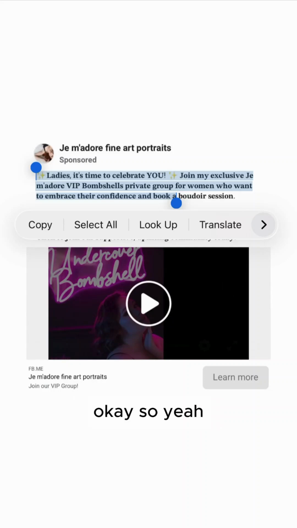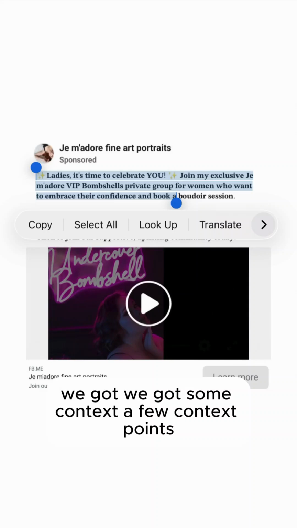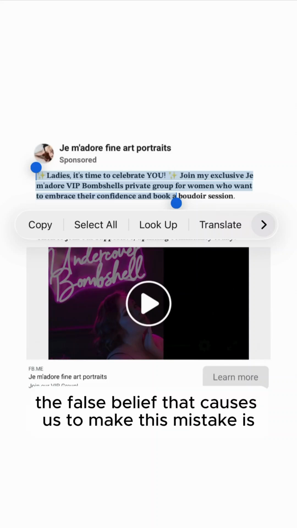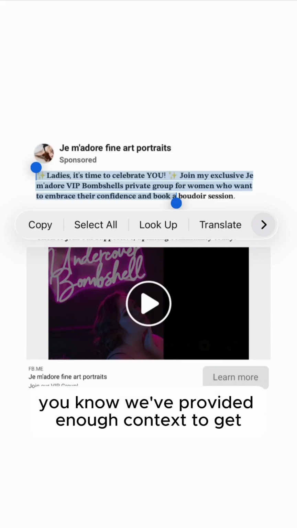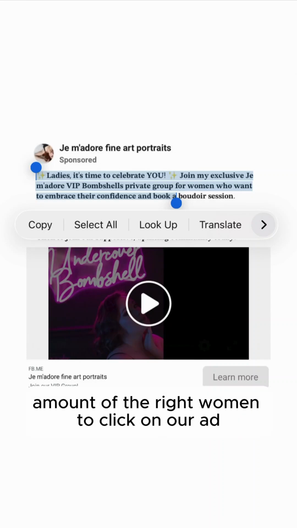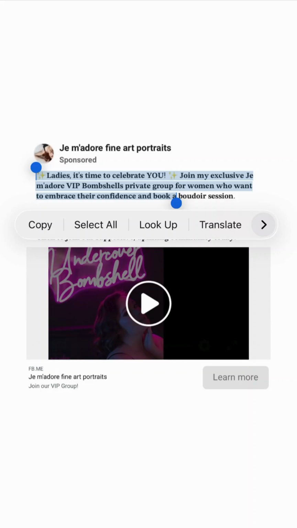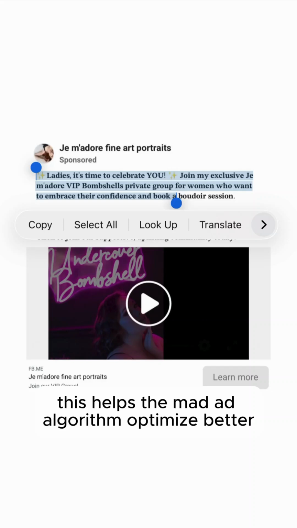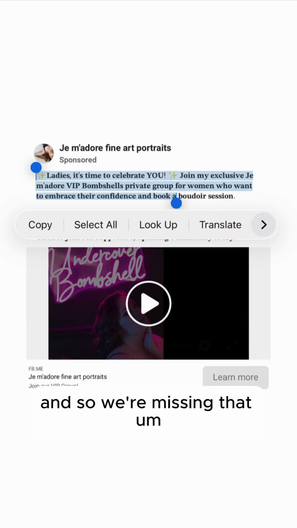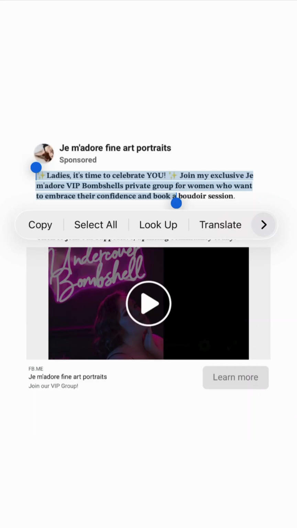Okay, so yeah, we've got the lack of context mistake here. The false belief. So I mean, we've got a few context points. The false belief that causes us to make this mistake is we believe that we've provided enough context to get the maximum amount of the right women to click on our ad, where our unique CTR is above 6%, and eliminating or minimizing the number of wrong women clicking on our ad. This helps the Meta ad algorithm optimize better. And so we're missing that. Actually missing that.